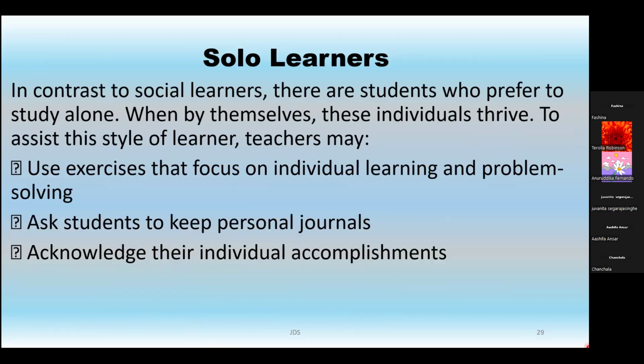Solo ones, individual learners. Contrast to social learners, students who prefer to study alone. Certain students, they won't work in groups. They are incapable of working in groups, right? They will be just wasting their time if they are put into groups. Those kind of people are going to be solo.